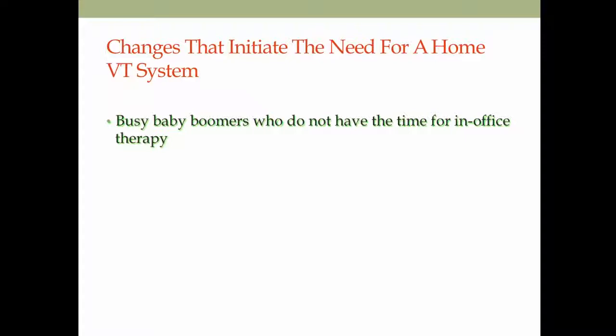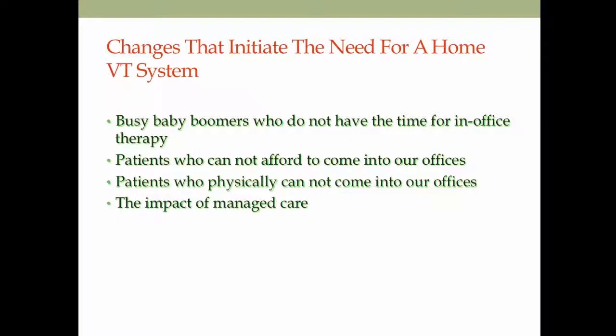The concept of home therapy versus in-office therapy. Clearly, in-office therapy supplemented with home therapy is the most advantageous form of therapy. But with busy baby boomers and millennials and every other type of group, no one has any time to do in-office therapy. Insurance companies tend to cover vision therapy for convergence insufficiency, but do not cover it for other forms of treatment, and therefore it makes it expensive to do. The impact of managed care insurance companies has made vision therapy harder to do.